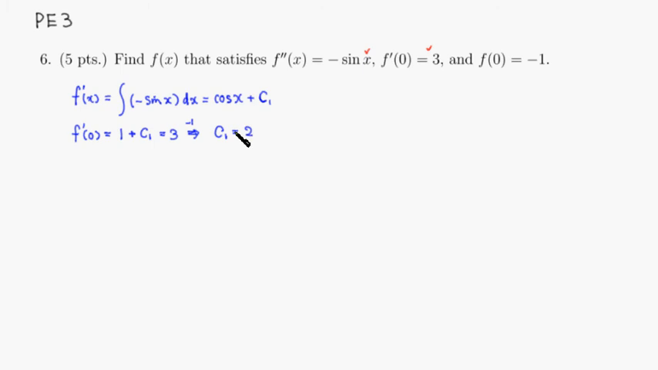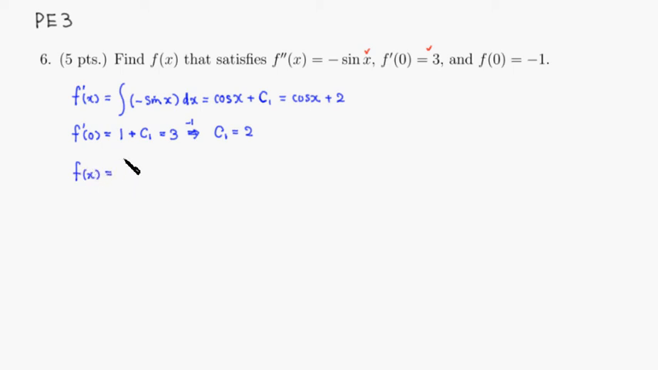So from here, we can find the complete formula: cosine of x, and we found that C1 is 2, so plus 2. So this is the first derivative. Once you have a complete formula for the first derivative, we can take another antiderivative to find the original function f of x.